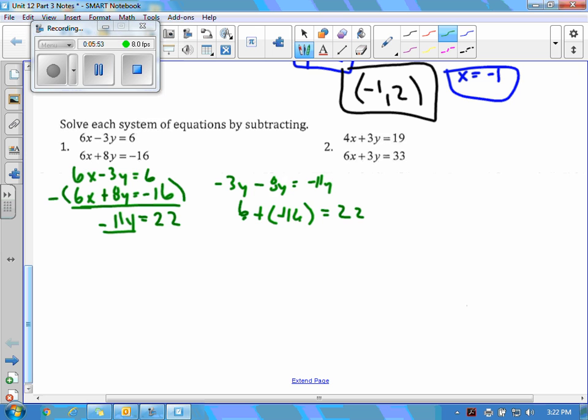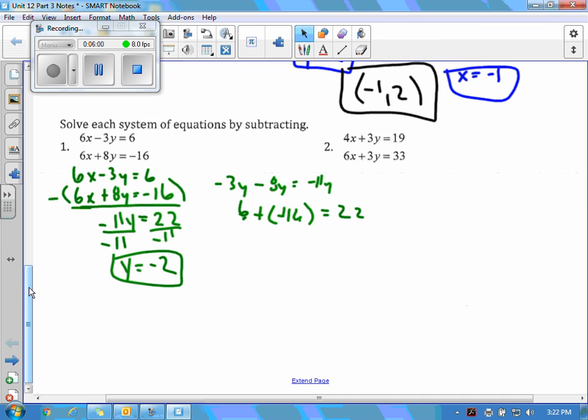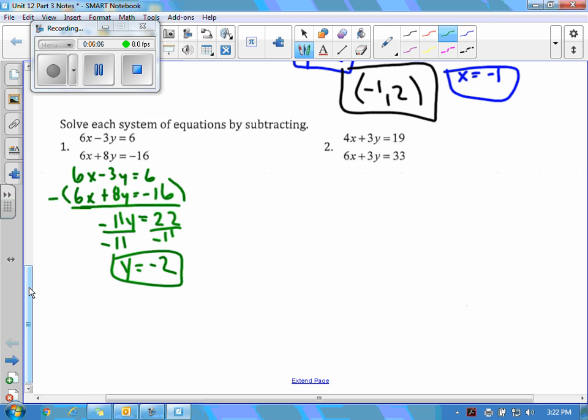Did that. Second step is to solve for the variable that I did not eliminate, so I get y equals negative 2. My last step is to plug that into either of the originals to solve for the eliminated variable. I eliminated x, so now I'm going to plug it back in. So 6x plus 8, replacing y with negative 2, equals negative 16.